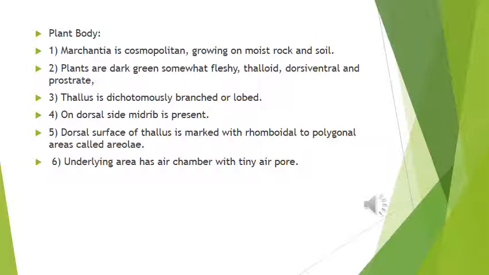Now you will see that there is a prominent midrib. It is present on the dorsal side of the thallus, and you can observe it as a shallow groove. There are many polygonal or rhomboidal areas which demarcate the outline of underlying air chambers. You will see minute pores or openings, which lead into the air chambers. Each polygonal area has a pore at its center through which the air chamber is connected with the external environment.